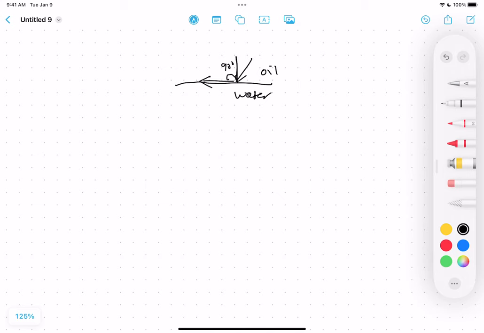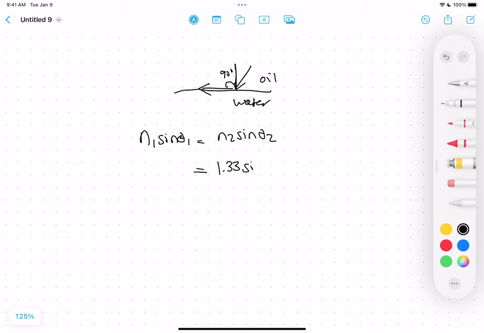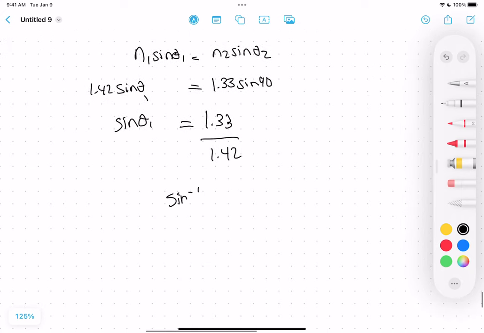Based on that, you can say N1 sine theta 1 equals N2 sine theta 2, where sine theta 2, your angle for the water interface, would be 90 degrees because that's where you observe the critical angle. N2 is 1.33 times sine 90, and sine 90 is just 1. Then N1 sine theta 1: we have the oil index of refraction, which is 1.42, multiplied by sine theta, and theta is what we're looking for. So 1.33 divided by 1.42 equals sine theta 1, and you take the inverse sine of that to get your critical angle. That should give you 69.5 degrees.